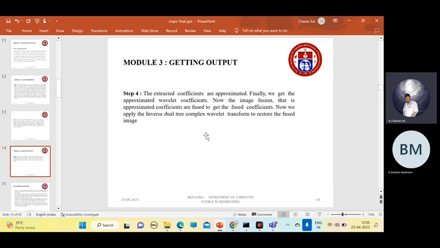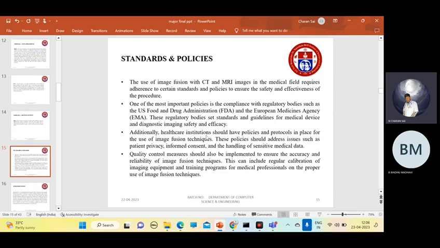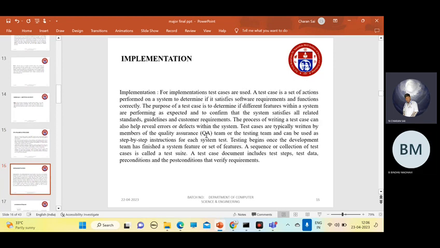Finally, we get the approximate wavelet coefficients, and then the approximate coefficients of the images are fused to get fused coefficients. And now we apply the inverse dual tree complex wavelet transform to restore the fused image. And these are the standards and policies.